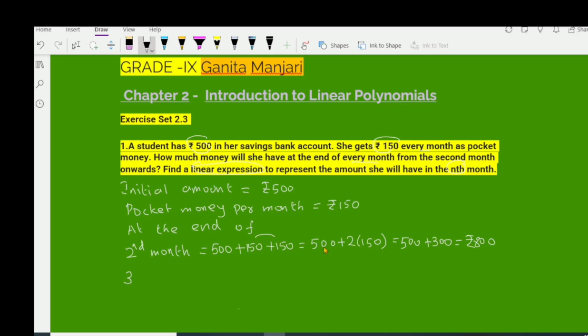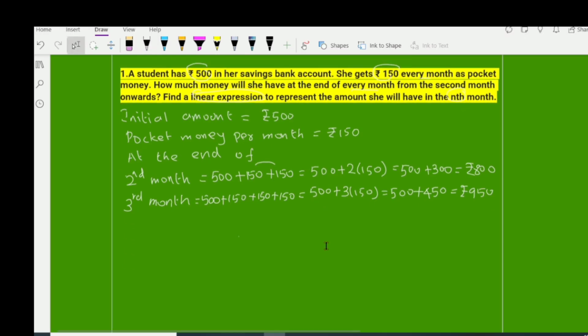Okay, in her savings. Now third month, at the end of third month, how much she will have? Initial amount, then first month pocket money, second month pocket money, third month pocket money. So it is nothing but 3 times 150 repeated over there. So 500 plus 3 times 150 is 450, so rupees 950. So after the third month, she will have 950 rupees.